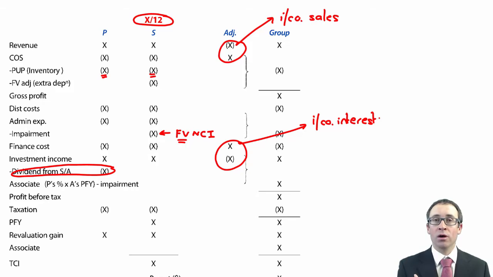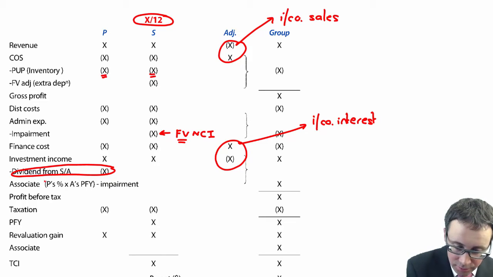And what we have within profit or loss is there will be intracompany interest. So any interest income that the parent has received from the subsidiary needs to be removed from finance costs and investment income.